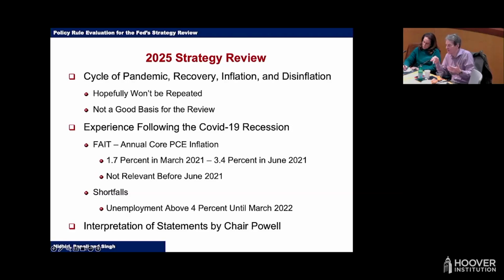So even under FAIT, in June of 2021, when it went from the 1.7, the FOMC forecast for the end of the year was 3. So that's still not 2.5.